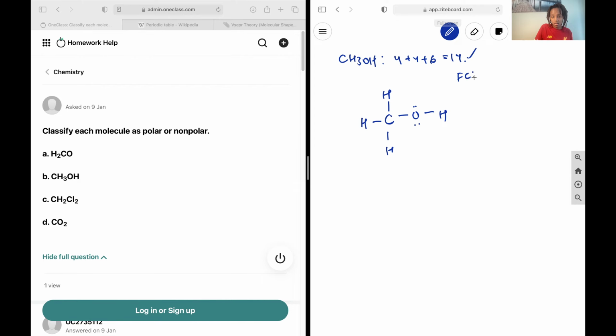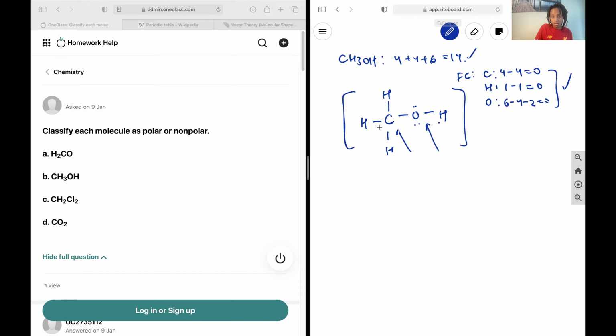Let's double check on our formal charge. On the carbon, it is going to be 4 minus 4, 0. On the hydrogens, all of them, it's going to be 1 minus 1, 0. And on the oxygen, it is going to be 6 minus 4 minus 2, 0. And so the formal charges all make sense. This is our correct Lewis structure. Now let's go about figuring out the steric number around carbon, and we also need to figure out the steric number around the oxygen.